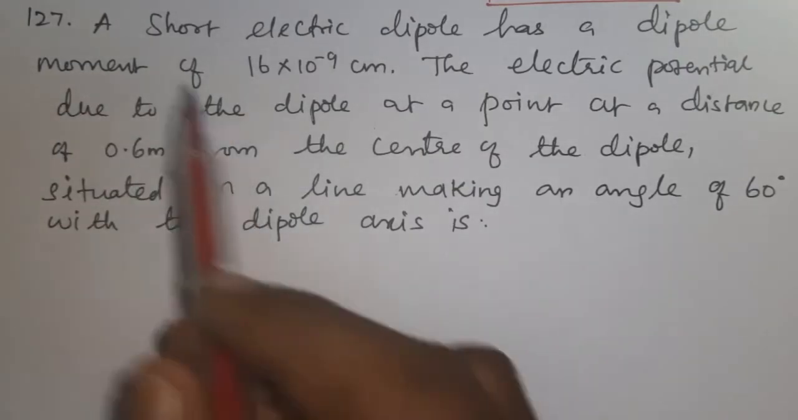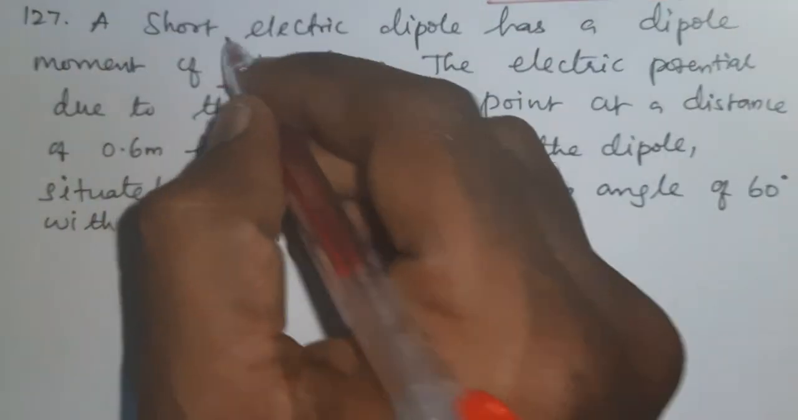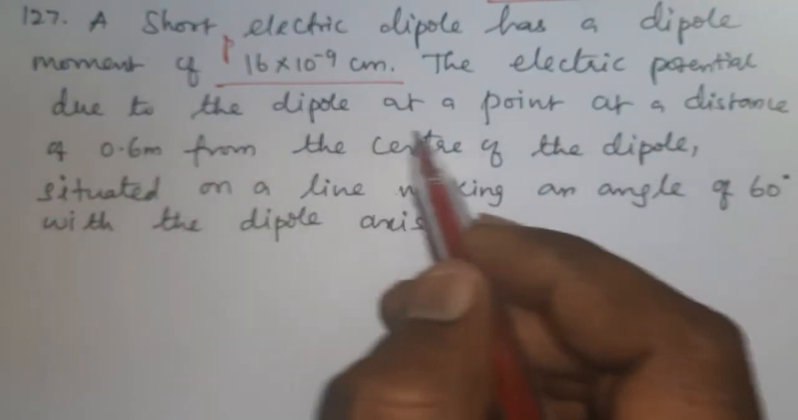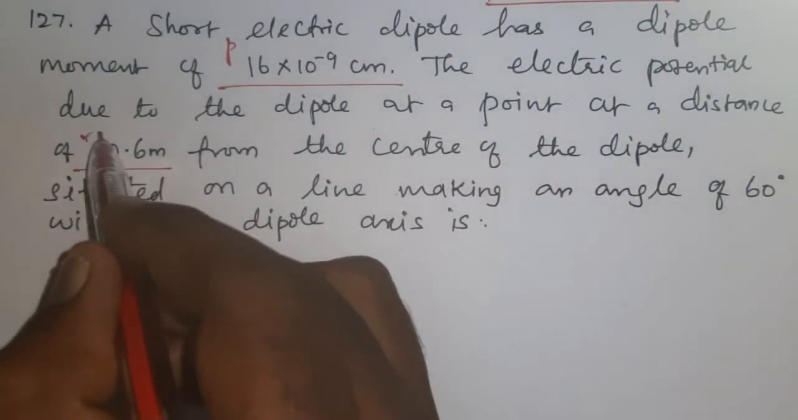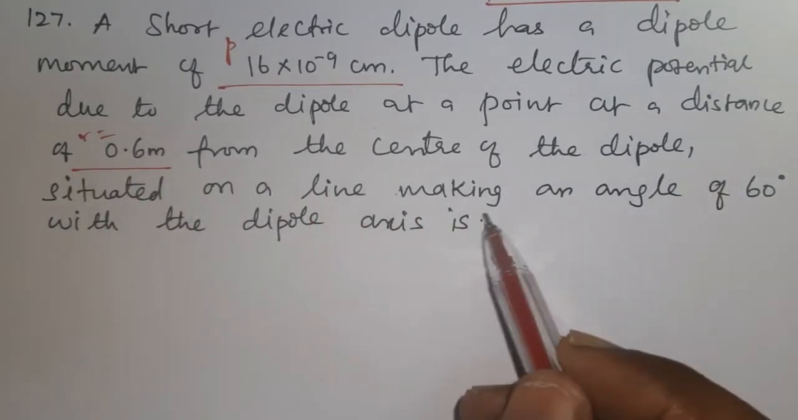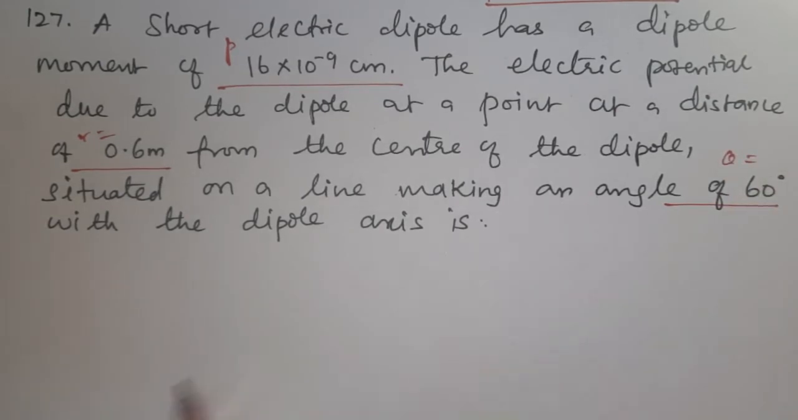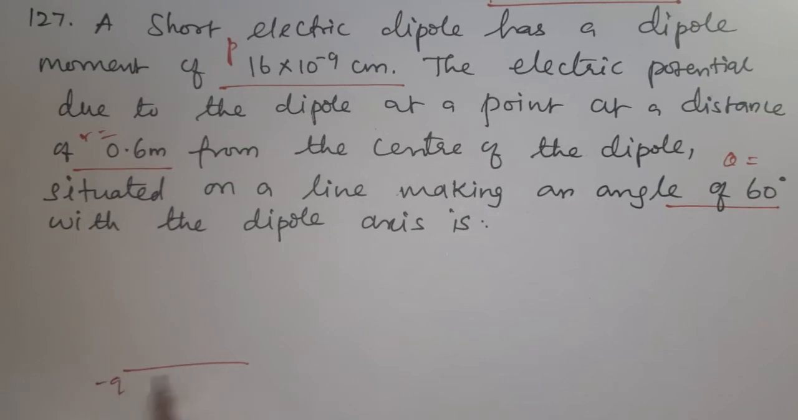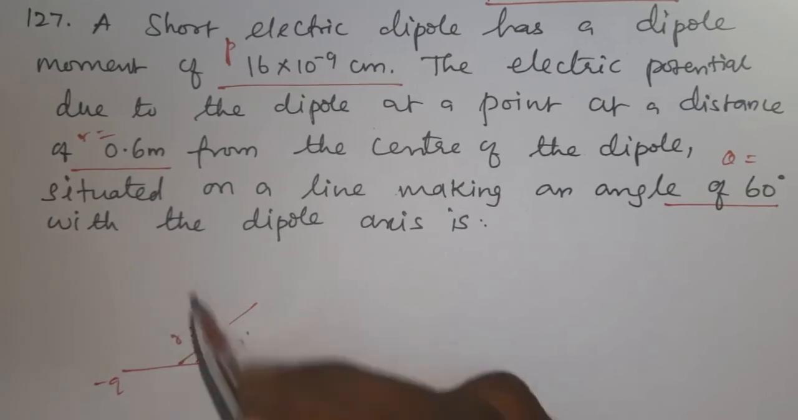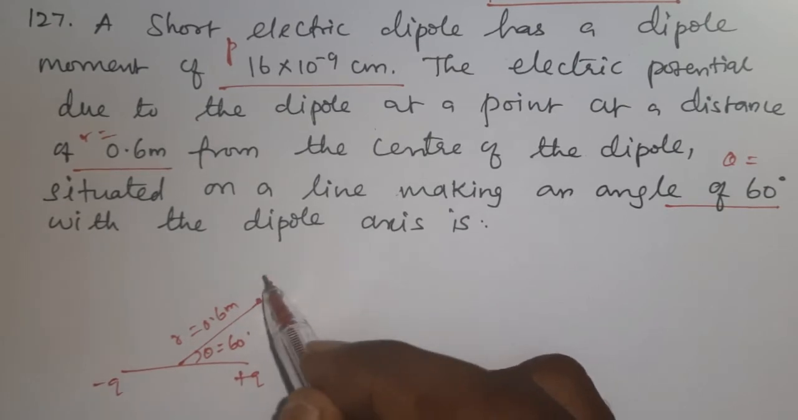Question number 127. A short electric dipole has a dipole moment of 6 × 10 power minus 9 coulomb meter. You can take as P. The electric potential due to the dipole at a point at a distance of 0.6 meter, let us take R, from the center of the dipole situated on a line making an angle of 60 degree. This one you can take as theta with the dipole axis. So let us consider this is a dipole, minus Q and plus Q, equal and opposite charges separated by a very small distance. So the line making theta equal to 60 degree at R equal to 0.6 meter. At this point we have to find the electric potential V.